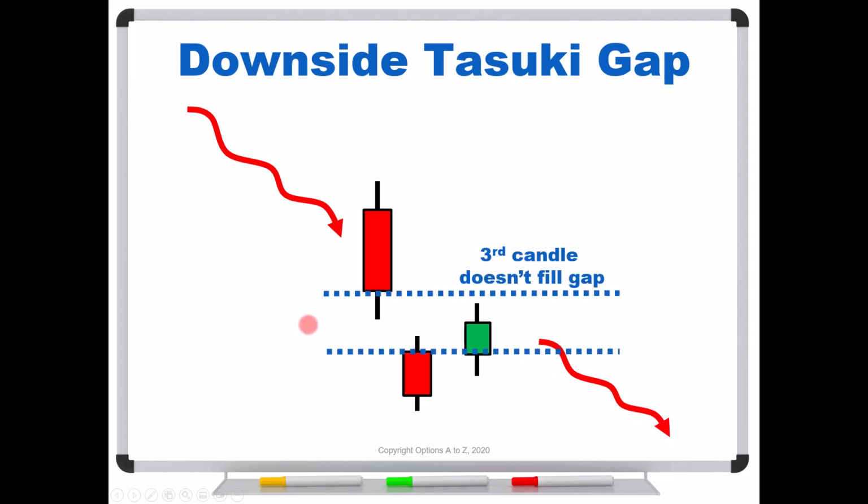So once again, this is really the big key. You want to look that this third candle doesn't fill this gap. And so if you see that, it's a very good chance it's going to be a downside Tasuki Gap, and you might want to give it another candle or two before you start changing your opinion that maybe the market has reversed. Because if it is a Tasuki Gap, you are far more likely to see it continue in the same direction.